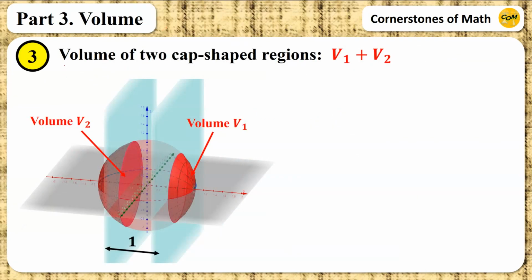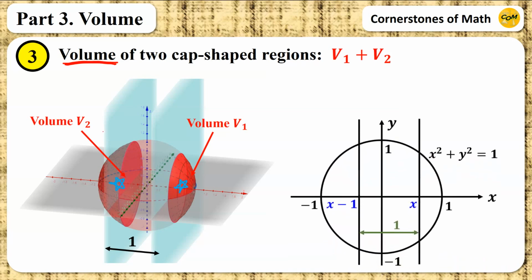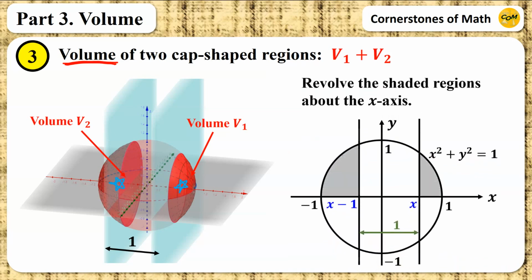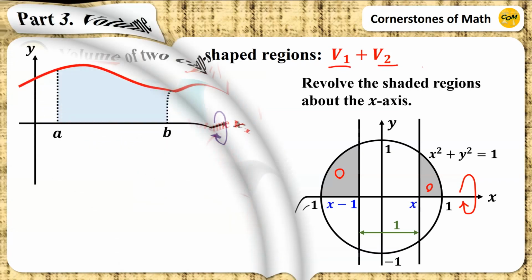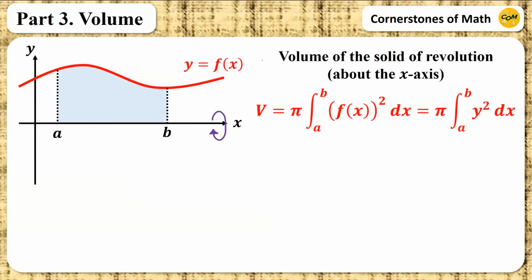And now let's actually move on to the volumes. So we have to find the volumes of these two solids, which are both solids of revolution just like the sphere. Using the XY plane diagram, they can be obtained by revolving these two shaded regions about the x-axis. And as for their volumes, there's this neat formula.